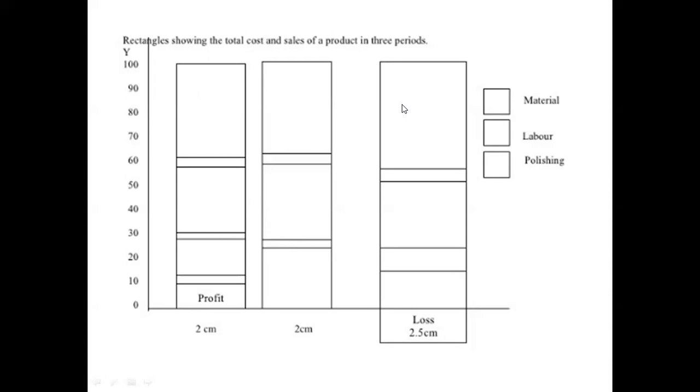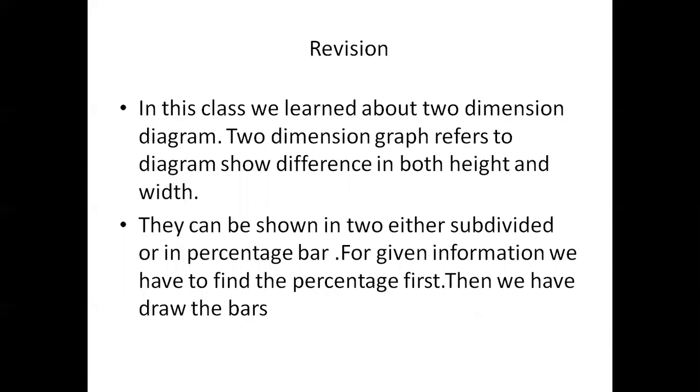I think you have understood this problem. Next, let's go to the next problem. So we have completed 3 problems, 4 problems. So now I am concluding this unit. In this class, we learned about the 2-dimension diagram. A 2-dimension graph refers to a diagram that shows the difference in both height and width.